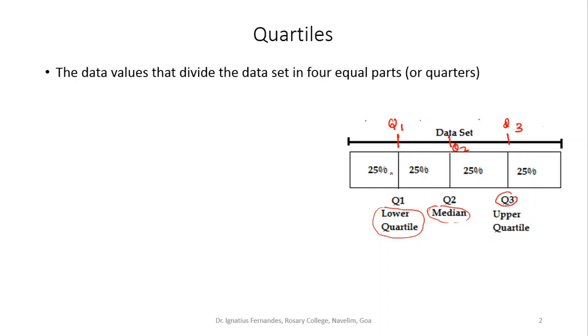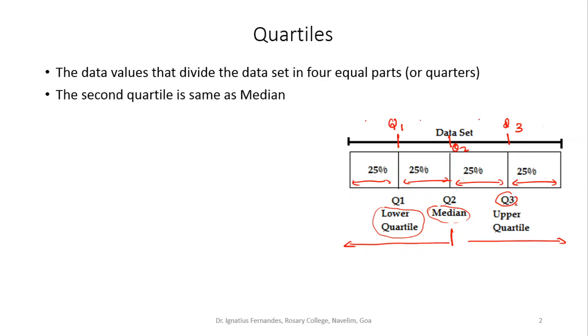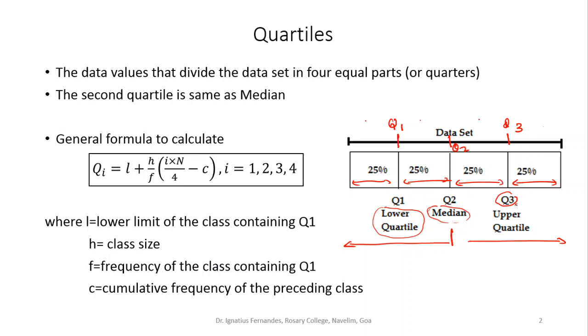What they basically do is divide the total data set into 25%, 25%, 25% and 25% of the values. Q2 divides the data as 50%, 50%, and that's exactly what the median does, so Q2 is the same as the median. Now, how to calculate this? The second quartile is the same as the median, and we calculate it using a formula, something like this.